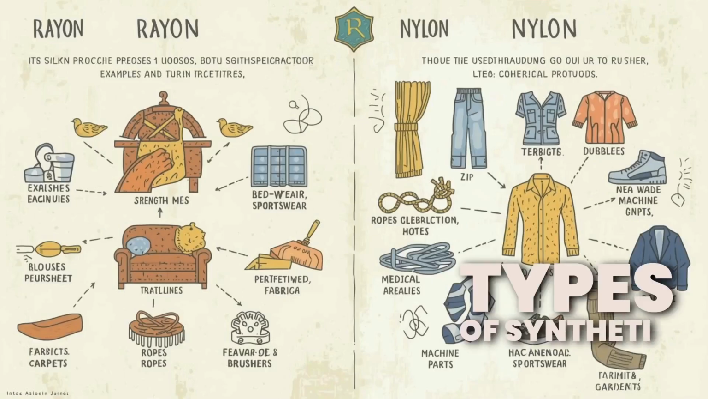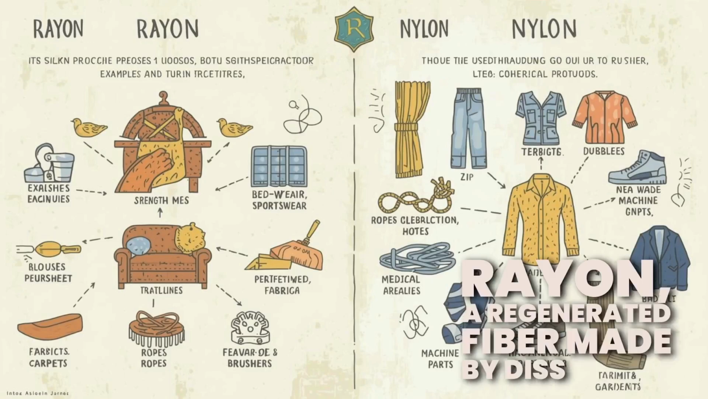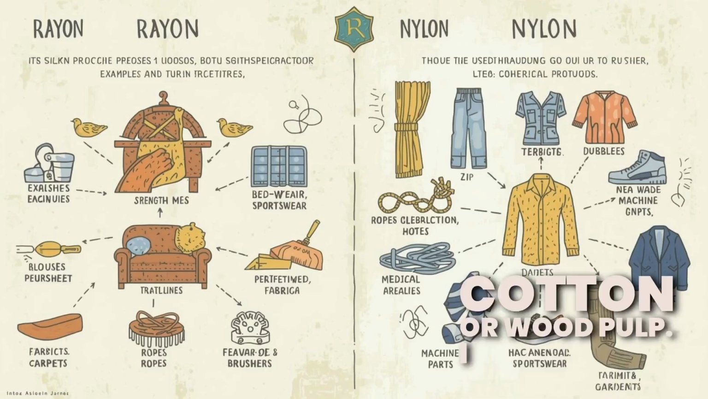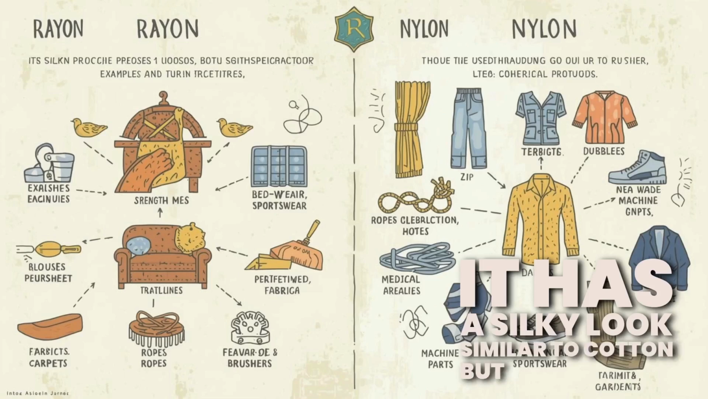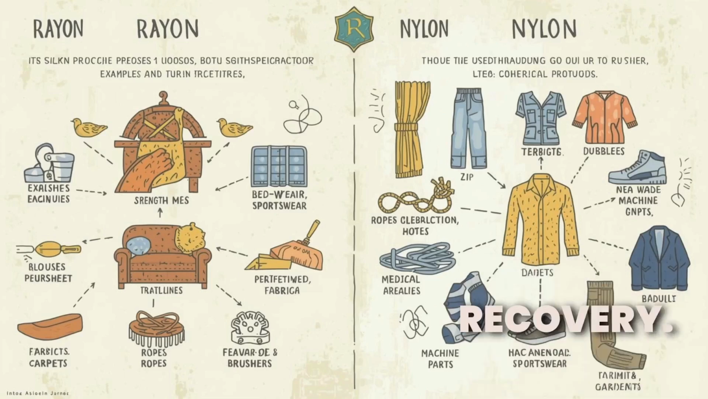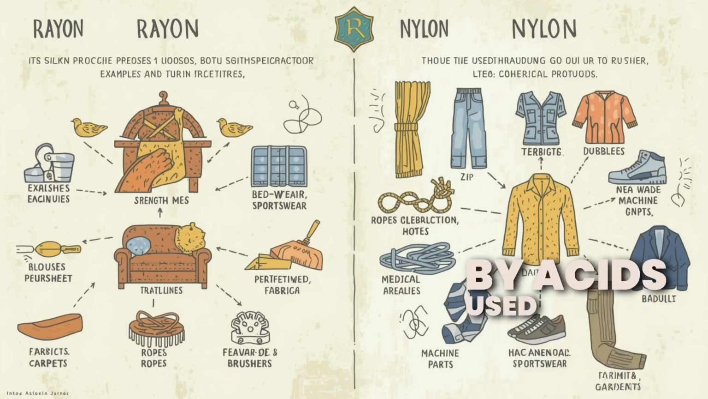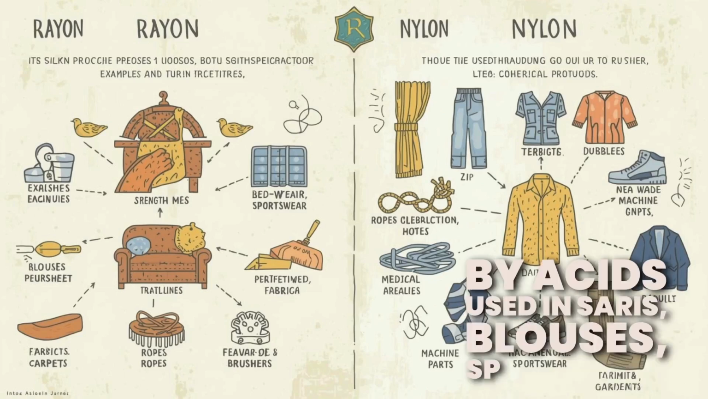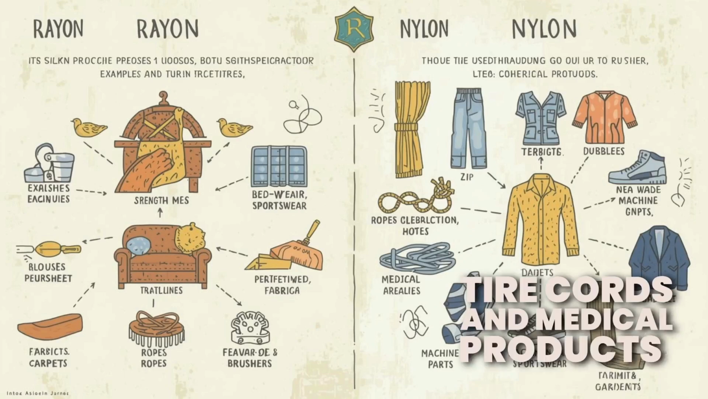Types of synthetic fibers. 1. Rayon, a regenerated fiber made by dissolving cotton or wood pulp in chemicals. It has a silky look, similar to cotton, but poor crease recovery. It chars at high temperature and is attacked by acids. Used in saris, blouses, sportswear, bed sheets, curtains, carpets, tire cords, and medical products.